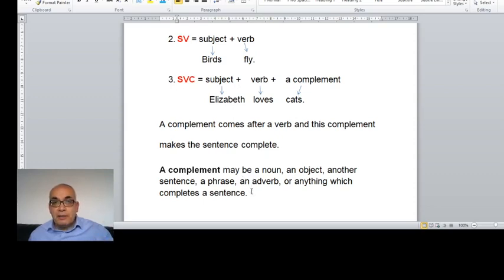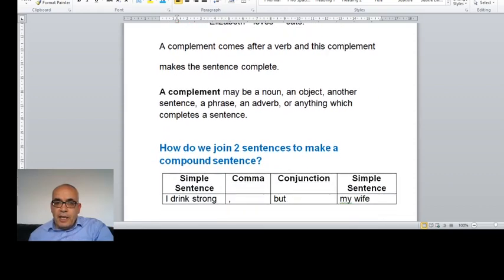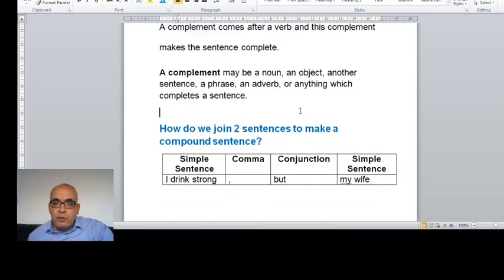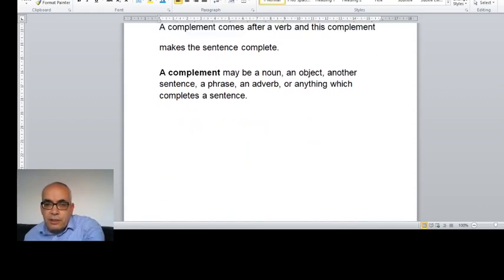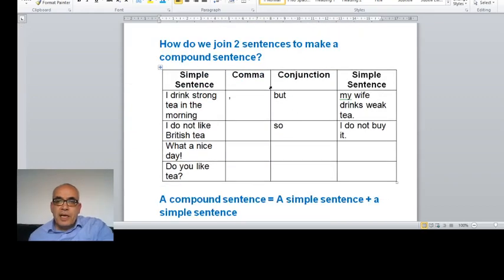But our lesson today is how to make a sentence. So we've got three structures. Remember, S V, S V O, S V C. Now, how do we join two sentences to make a compound sentence? As you can see, how do you join two sentences?